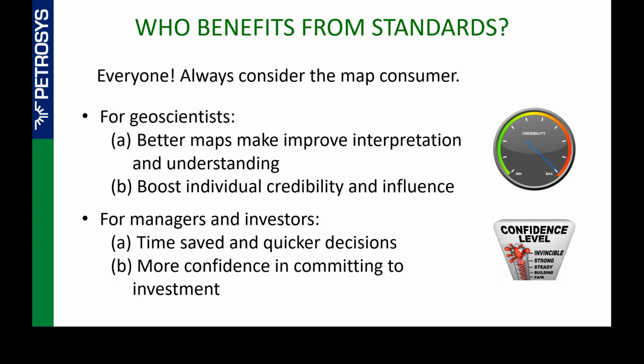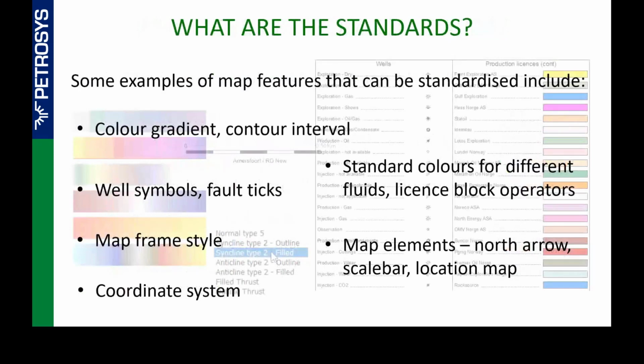What sort of things are we talking about in these standards? There are all sorts of different aspects that can be standardised in the map making process. So just some examples here, we can have things like standard colour gradients, perhaps using perceptual gradients to represent the data more accurately. Consistency in well symbols is vital to avoid misunderstandings.